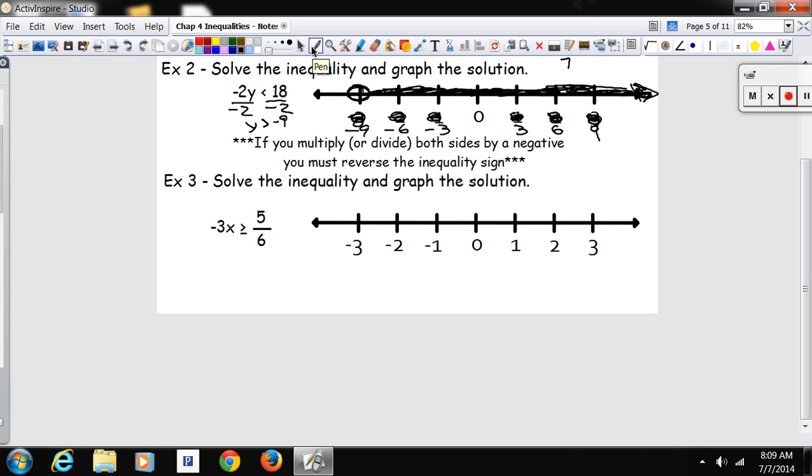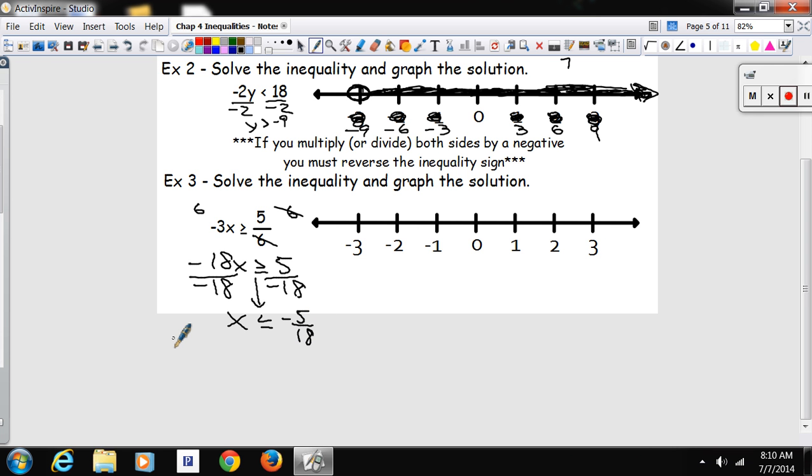The last one, we have a fraction of 6, so let's multiply by 6. So we get negative 18x is greater than or equal to, the 6's cancel out, you get a 5. You divide by negative 18. Dividing by a negative on both sides means it's not going to be greater than anymore, it's going to be less than. So switch this to less than or equal to. And you're going to get negative 5/18.